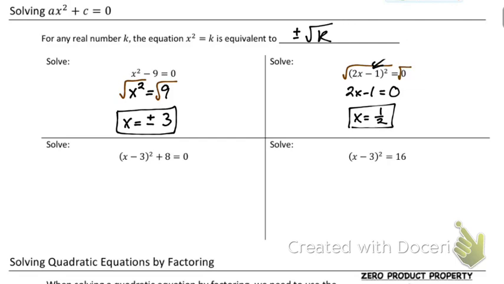All right, our next one. Notice (x minus 3) squared plus 8 equals 0. You are not allowed to do this. That is not possible because the entire left side isn't being squared. It is something being squared plus 8. So you'd have to move the 8 to the other side. Minus 8 on both sides, we'll have (x minus 3) squared equals negative 8. I'm actually going to slide this over a bit because we have a little bit to talk about on this one.